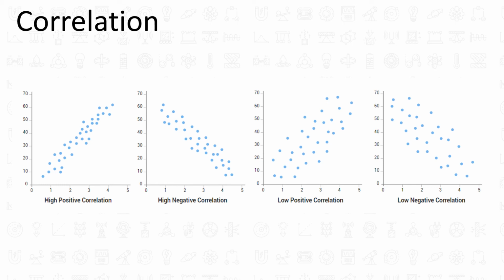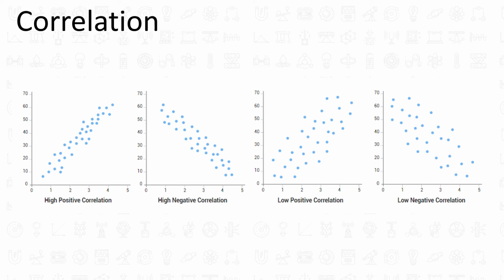So a high positive correlation, again, this is very tightly bound, it looks kind of like it could be a straight line, so it's a high positive correlation. If we did a best fit line here, it would show an upward slope. The second one is a high negative correlation. Because it's close together, it forms kind of a line. We say it's high correlation, but it's negative because if we did a best fit line, it would show a negative slope. The third one is a low positive correlation.